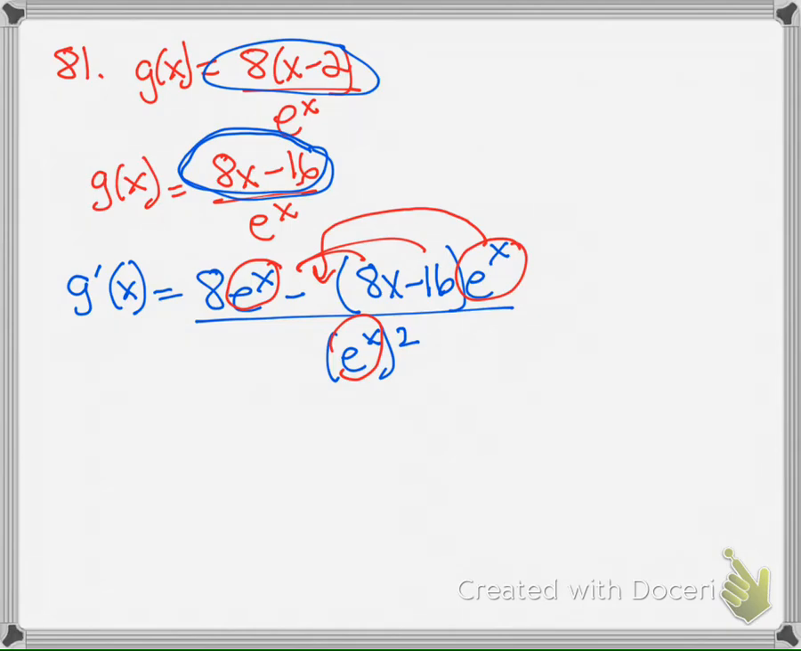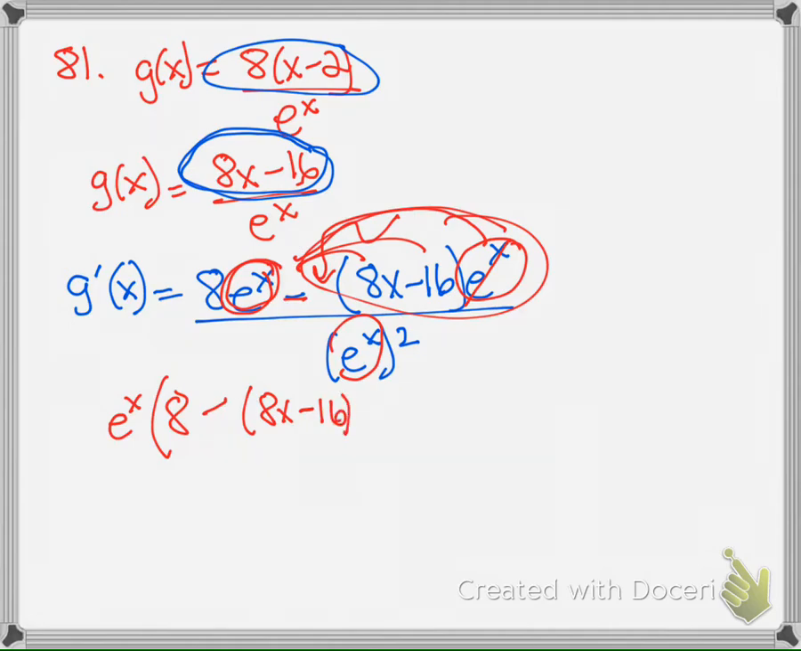So I'm going to factor out an e to the x. When I do that, take away an e to the x from this term, and you're left with an 8, minus, if I take the e to the x away from this term, the e to the x goes away, but I still have the parentheses and 8x minus 16. Okay, and in the denominator, I have e to the x squared. So the whole point in that was now these e to the x's can cancel. One of these and one of these, they're gone.